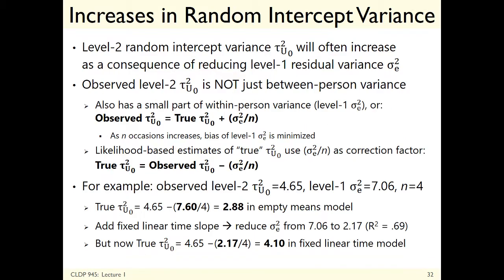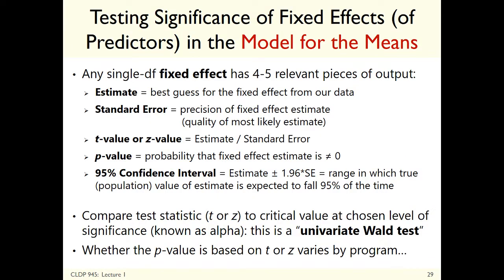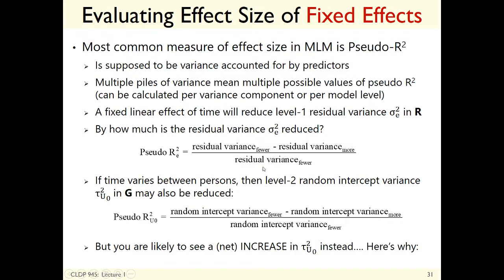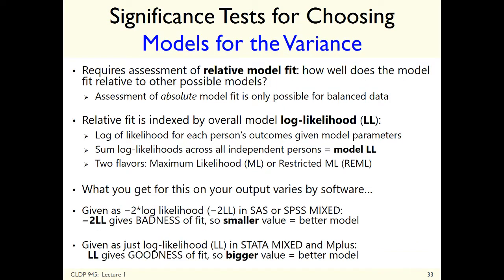All right, so that is significance for fixed effects, straightforward. Pseudo R square is one way of measuring variance accounted for. We'll talk about total R square as another. Then we're on to the side for the variance instead. So how do you decide what kind of model for the variance you need? Meaning, how do you decide which effects should be random and which should be fixed? This is where we talk -2 log likelihood comparisons.